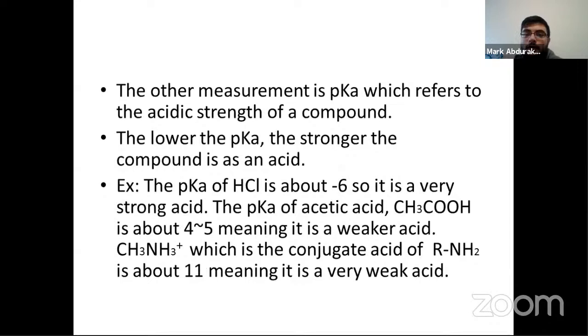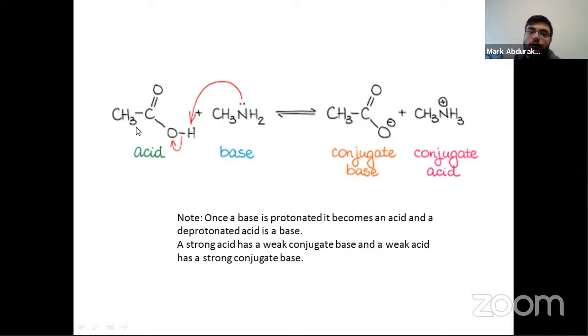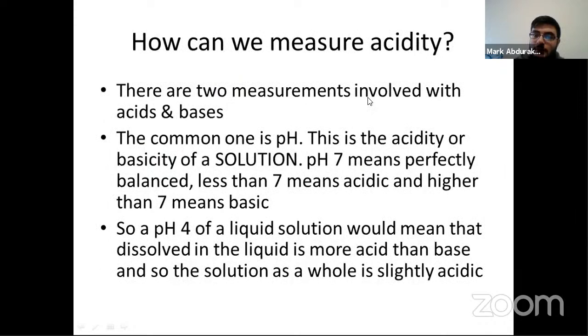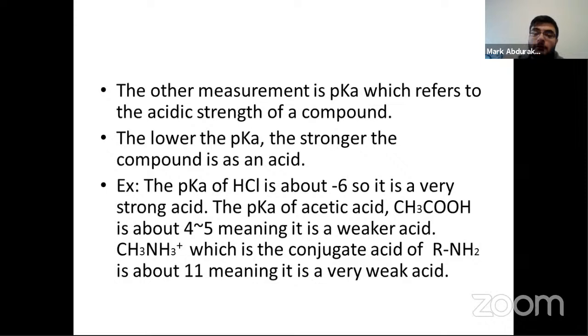So the other measurement is pKa. And this is completely different from pH in the sense that this refers to the acidic strength of a compound rather than a solution. So of a specific molecule, like for example this molecule of acetic acid, or this methyl with a nitrogen group, or maybe even this deprotonated version. But pKa is specifically the measure of acidic strength of a compound or of a molecule. The lower the pKa, the stronger the compound is as an acid.